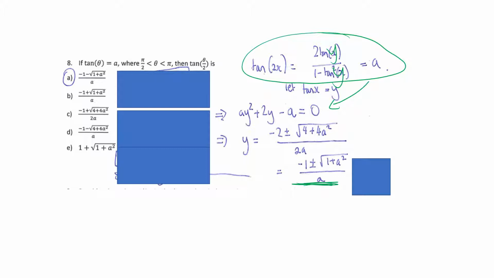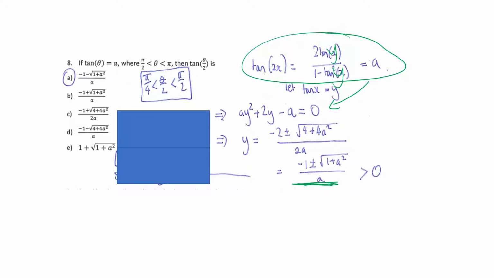Now, here's how to think your way through this. Theta was a second quadrant angle. Therefore, theta on 2 must be a first quadrant angle. If I divide the endpoints of the domain by 2, I can see clearly I'm dealing with a first quadrant angle. And we know tan must be positive in that first quadrant. Aha! So we need to choose the option that leads to a positive result.